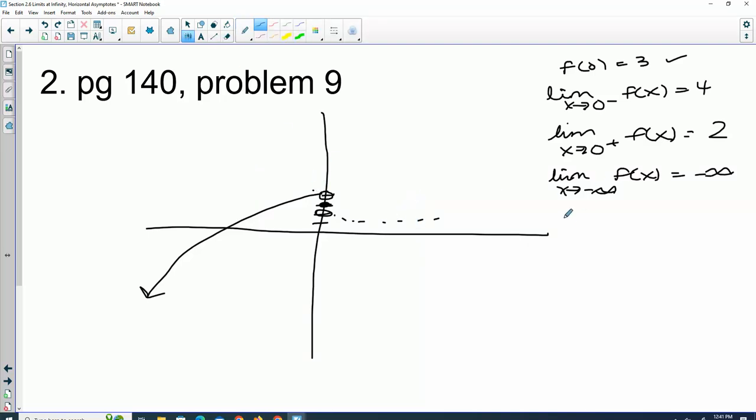The limit as we approach 4 from the left is negative infinity. So what's going on at 4? Asymptote. We would have a vertical asymptote at 4. As I'm coming in from the left, it's going to negative infinity. So this end is going down.